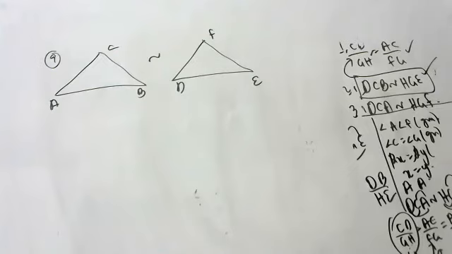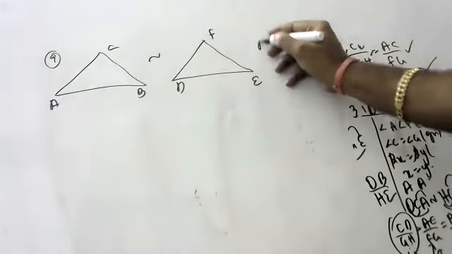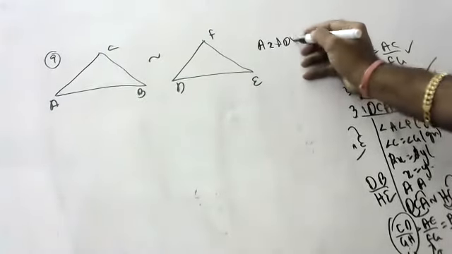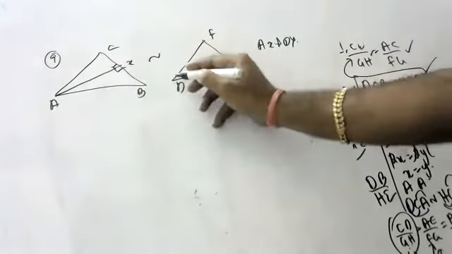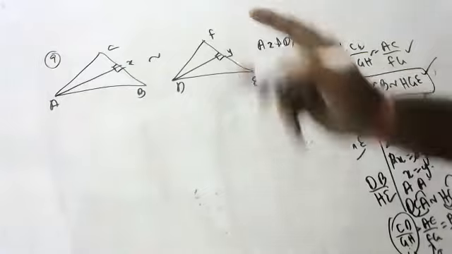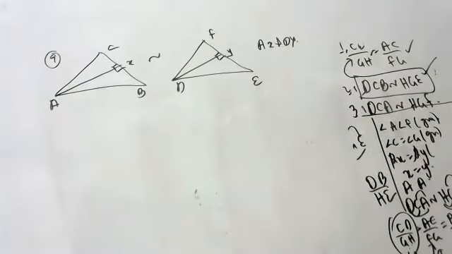AX and DY are the altitudes of two similar triangles, ABC and DEF. Prove that AX and DY are altitudes with each other. Means it will go like this: AX, DY. Altitude means always 90 degrees. You have to take that. So altitude means 90 degrees.